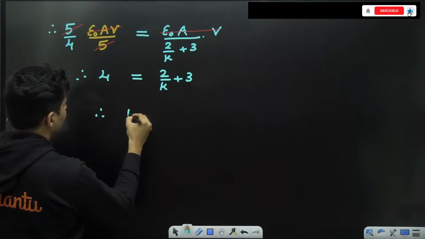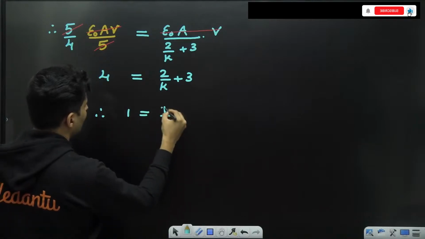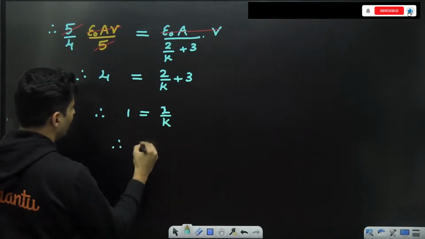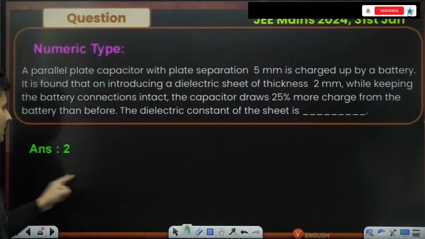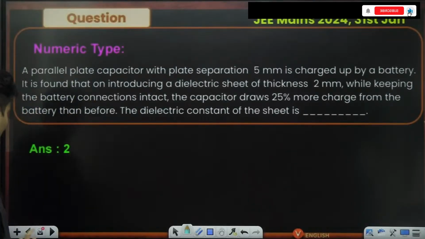Therefore, 4 minus 3 is 1. 1 is equal to 2 by K. Therefore, K is nothing but 2. So the dielectric constant is the number 2. This was a numeric type of question.